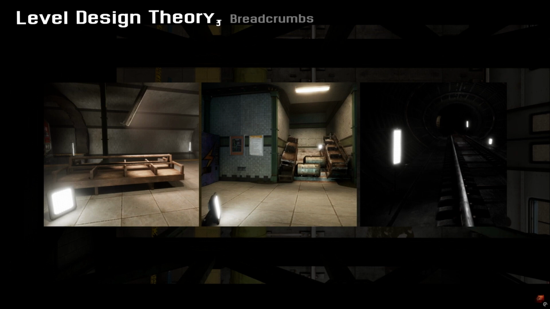I've also used a breadcrumb of coloured lighting, so you can probably see here in the middle and left image that the lights near the objectives of the player are orange tinted, whereas the lights that are just there to light the space are white. This is so that the player knows that if they're in the orange light, they're closer to their objective, and it makes the level easier to understand.